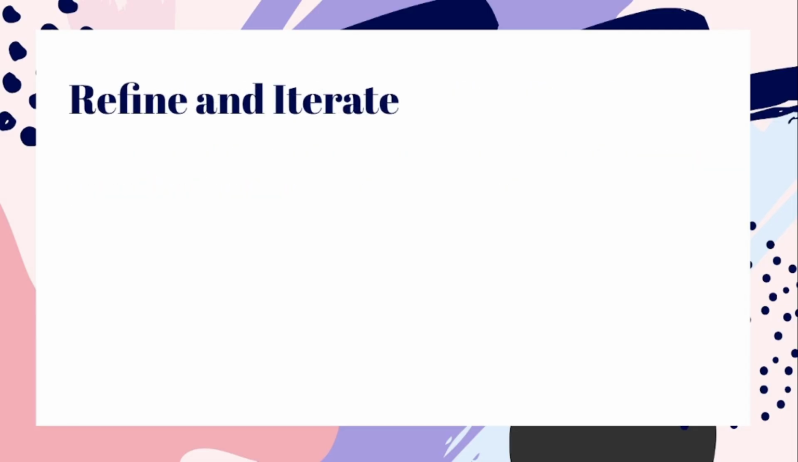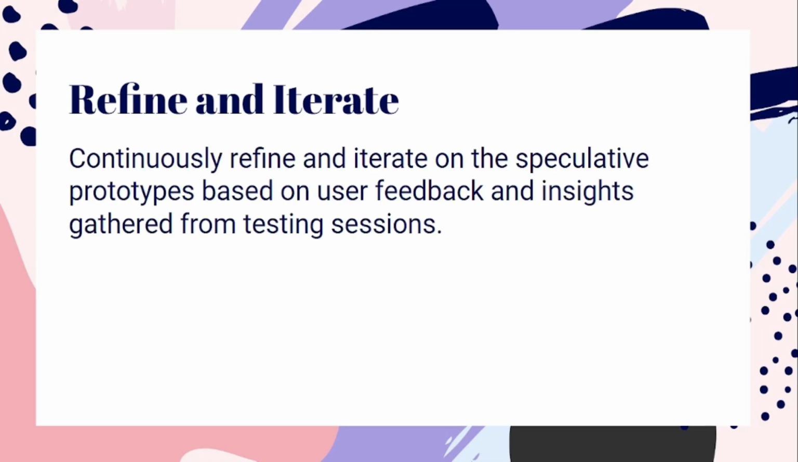Step 7. Refine and iterate. Continuously refine and iterate on the speculative prototypes based on user feedback and insights gathered from testing sessions. As you progress through the design process, gradually increase the fidelity of the prototypes to incorporate more details and realism into design concepts.